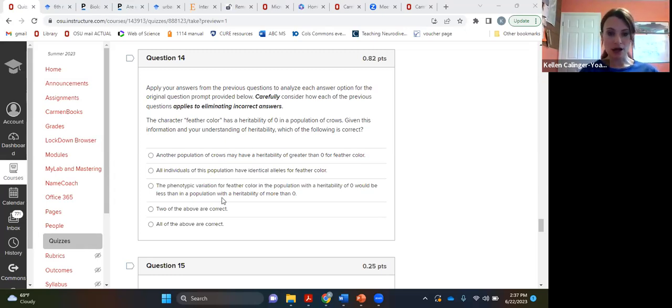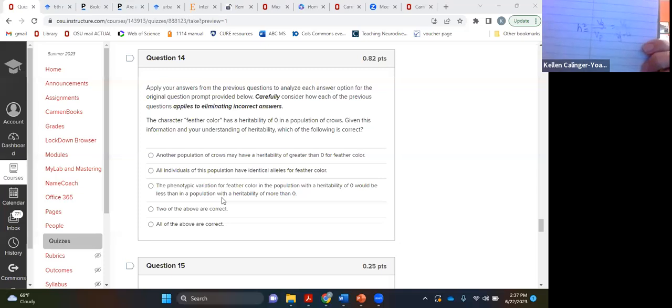The phenotypic variation for feather color in the population with a heritability of 0 would be less than in a population with a heritability of more than 0. So for this one, what I would probably do is give myself a nice little visual helper. I know that heritability is equal to V sub G over V sub P, or heritability is equal to V sub G over V sub G plus V sub E. So I would jot down my little equation there to help me think things through.